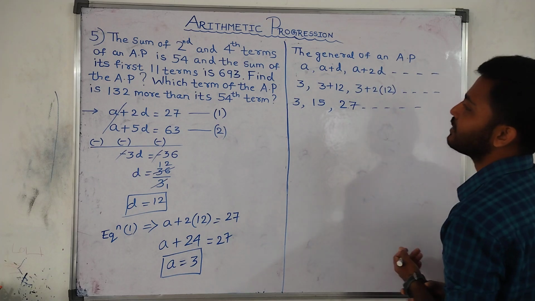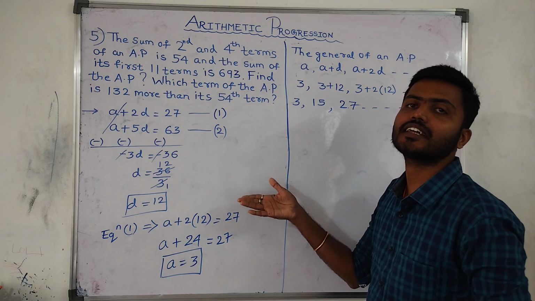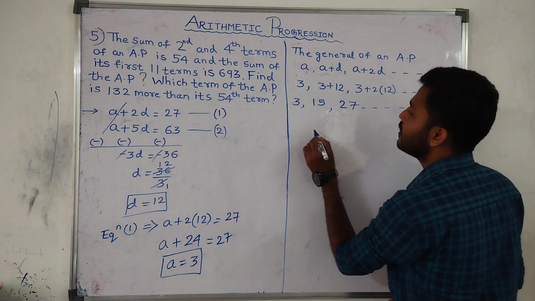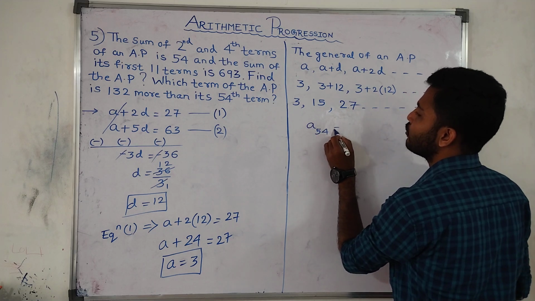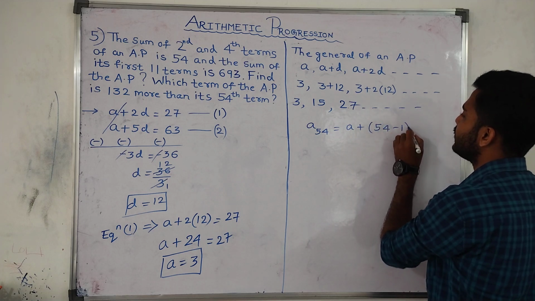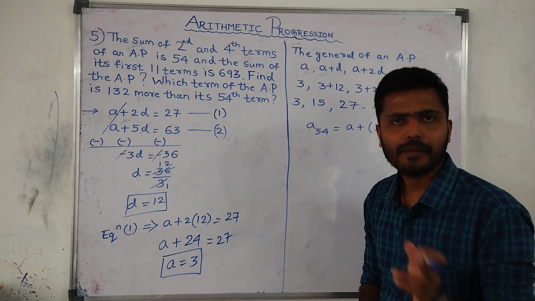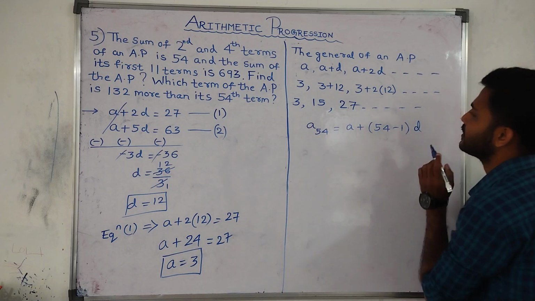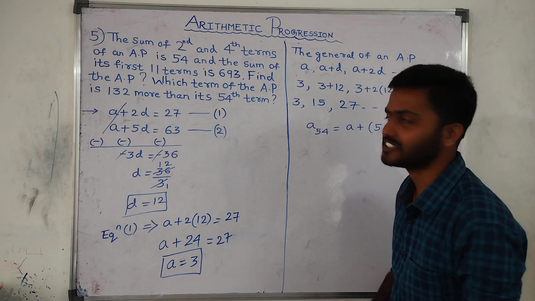So now let us first find out the 54th term. So A54 is equals to A plus 54 minus 1 into D. We know the formula: An is equals to A plus N minus 1 into D. That is nothing but the formula to find the nth term of an arithmetic progression.